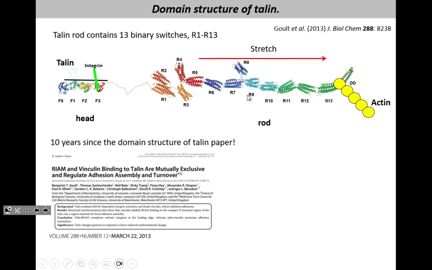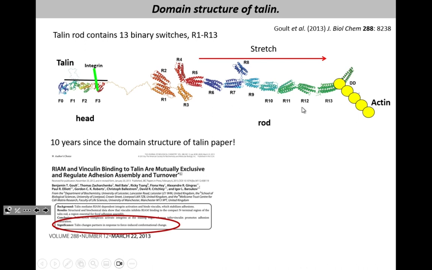And in March, it was 10 years since we published this paper, and we solved the last 5 of these structures, and we reported and we renamed them R1 to R13. Anyone who looks at any talin literature prior to this paper, the naming structure was a hot mess. It was all over, but we realised there's 13, we could actually give them meaningful names.